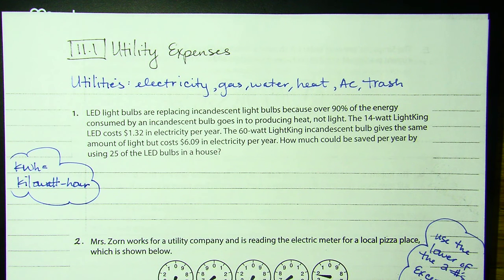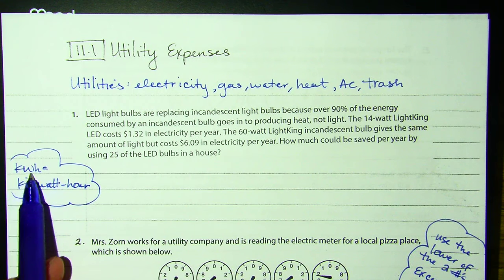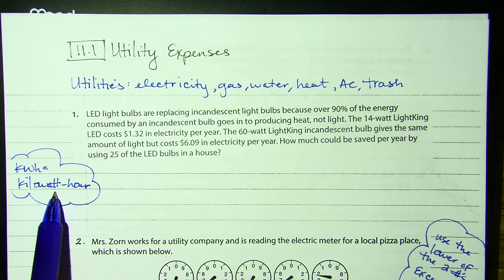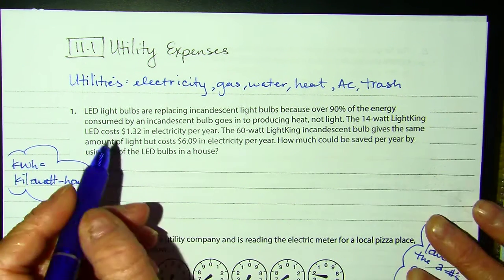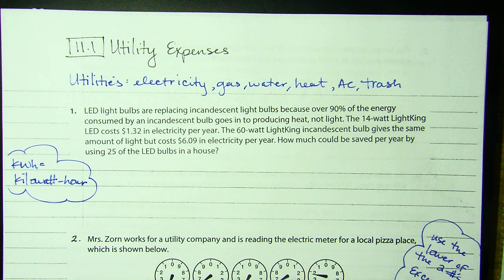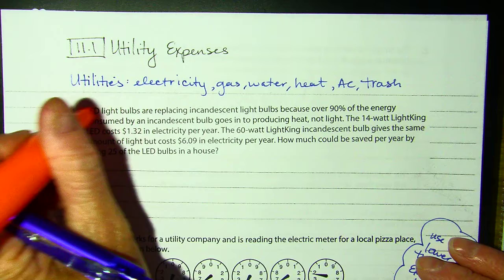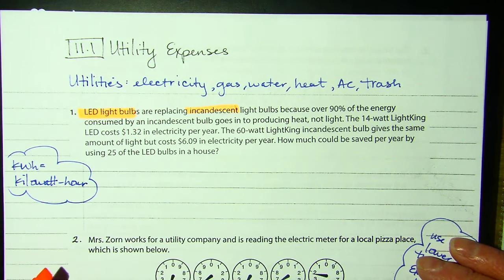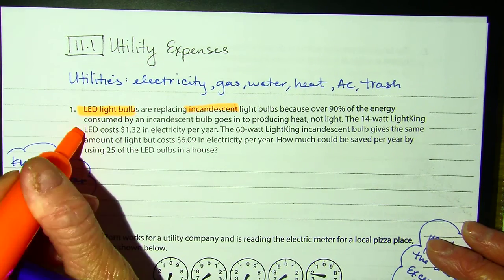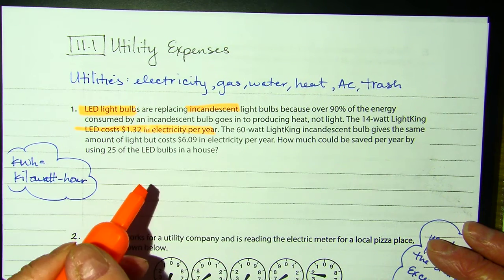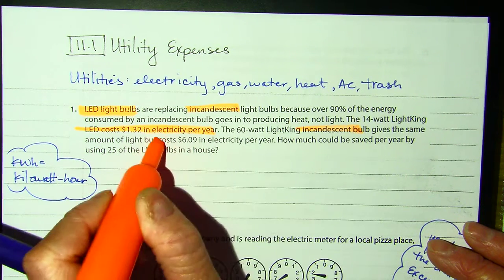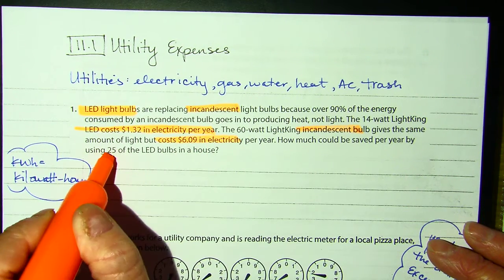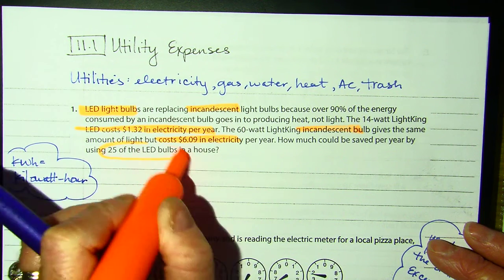First of all, you're going to see this acronym kWh, and that refers to the kilowatt hour, and that's how you measure energy that's being used. Number one states the difference in light bulbs, they came out with some energy saving light bulbs. LED light bulbs are replacing incandescent because they use less energy. The LED costs $1.32. The incandescent costs $6.09. How much could be saved by year if we used 25 LED light bulbs?